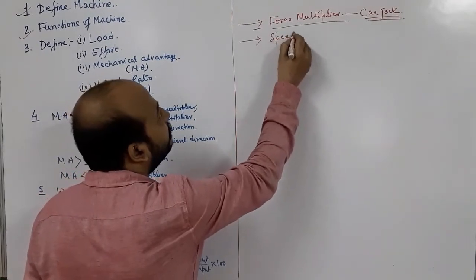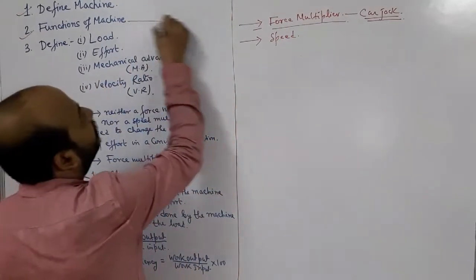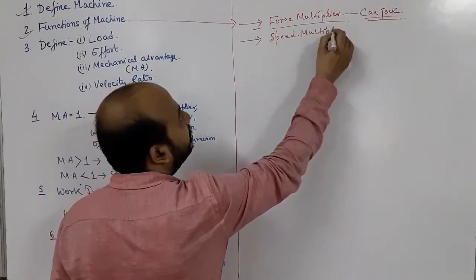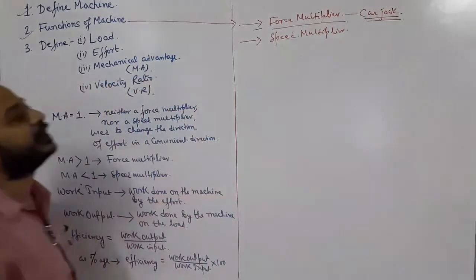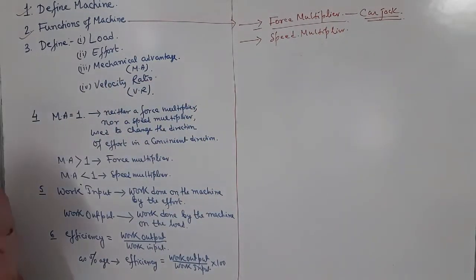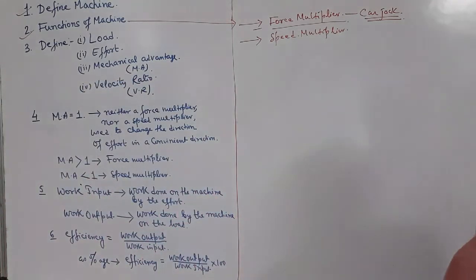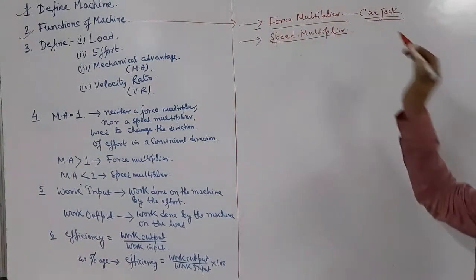The second important function is that it can act as a speed multiplier. It can also multiply speed. You have seen gears of a car, first gear, then second gear, third gear and fourth gear, that is used to increase the speed of the car. I mean, especially the second, third and fourth. The first gear generally is used as a force multiplier. So it can act as a speed multiplier by increasing the speed.